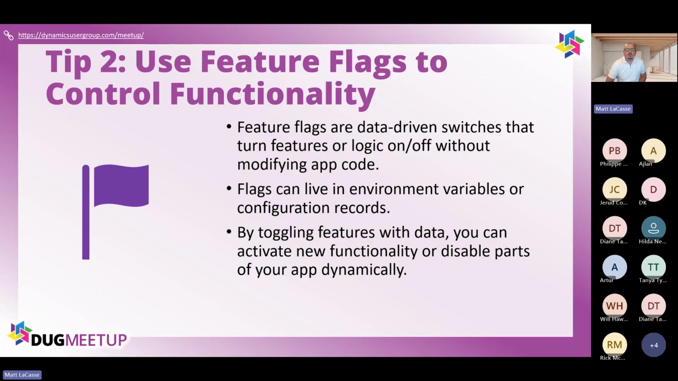So tip number 2 is to use feature flags to control functionality. A feature flag is a simple true or false value stored somewhere in your data. What it allows is for you to turn functionality on or off like a light switch without actually modifying the app itself. So when you're going through the development phase, conditional logic gets added to your components to check for these flags and then react accordingly.